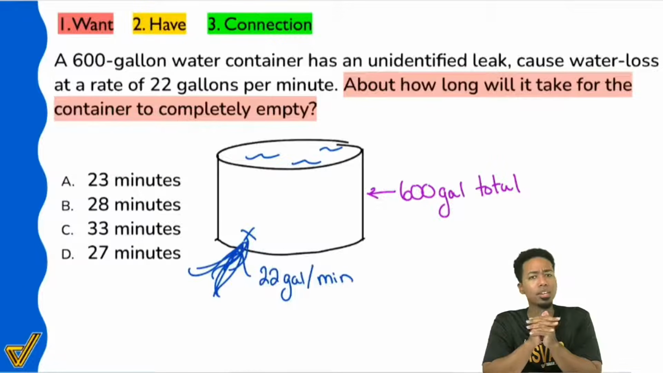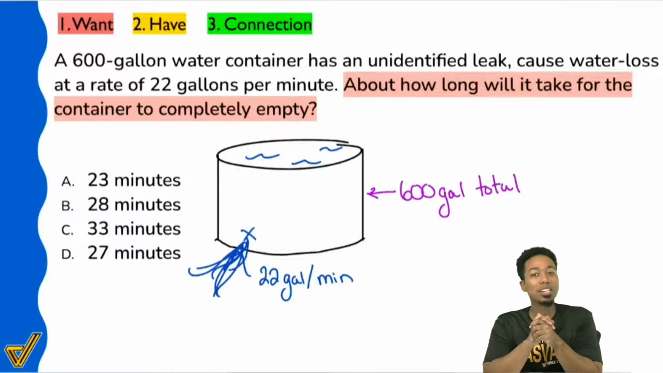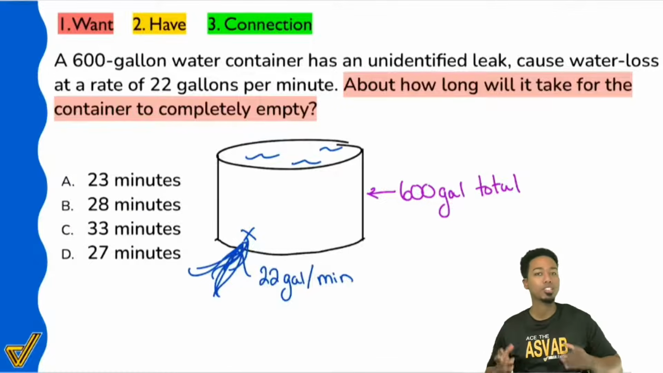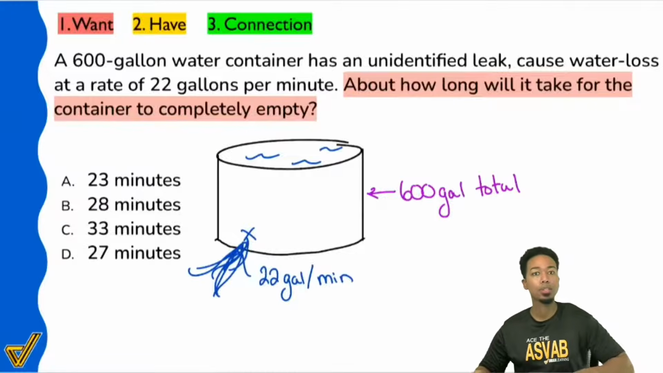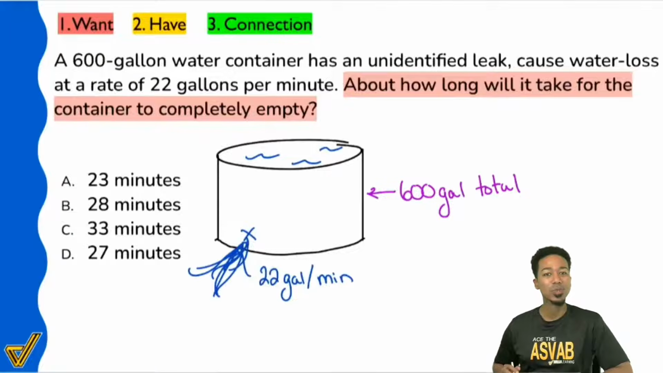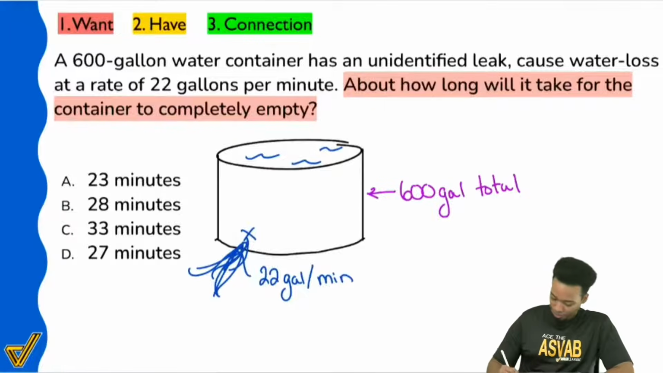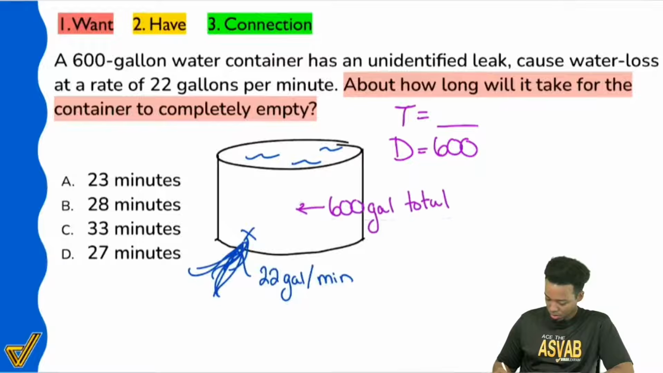Does that make sense? Again, it's really good to be able to visualize these questions because it really does simplify the process for you as opposed to just taking guesses and hoping things work out. So great. Glad you guys agree. So now what we're going to do is, again, we're looking for time. We have the distance, which is 600 gallons. And then we have over here, let me just take this over here.